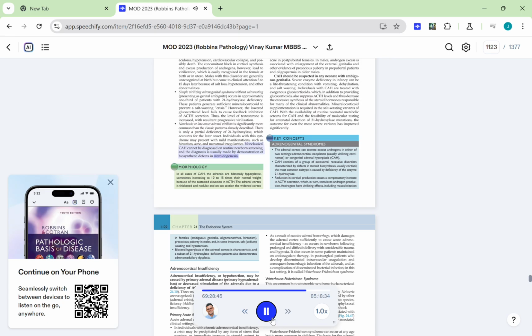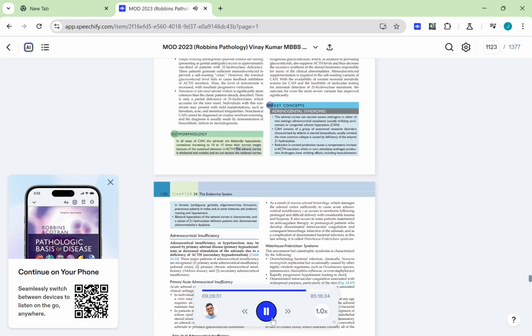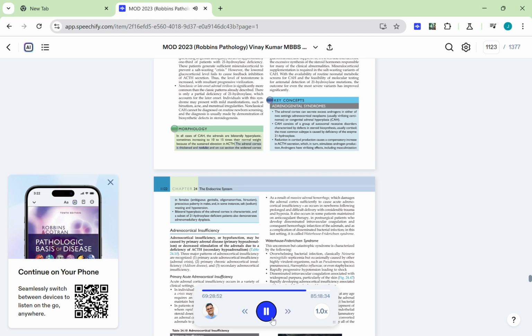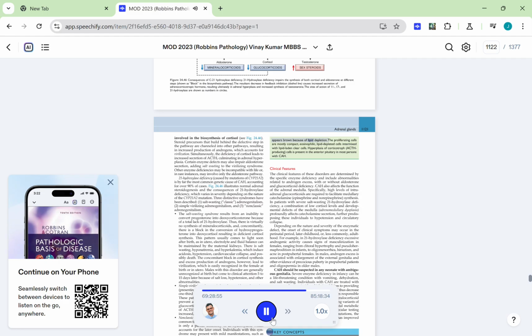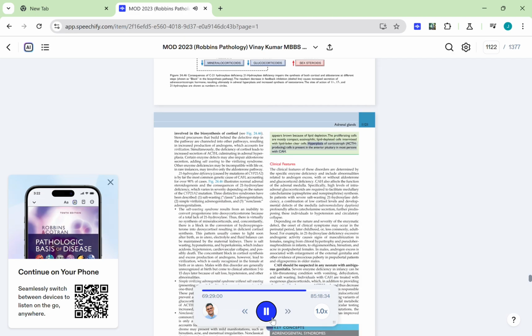Morphology. In all cases of CAH, the adrenals are bilaterally hyperplastic, sometimes increasing to 10 to 15 times their normal weight because of the sustained elevation in ACTH. The adrenal cortex is thickened and nodular, and on cut section the widened cortex appears brown because of lipid depletion. The proliferating cells are mostly compact, eosinophilic, lipid-depleted cells intermixed with lipid-laden clear cells. Hyperplasia of corticotroph cells is present in the anterior pituitary in most persons with CAH.